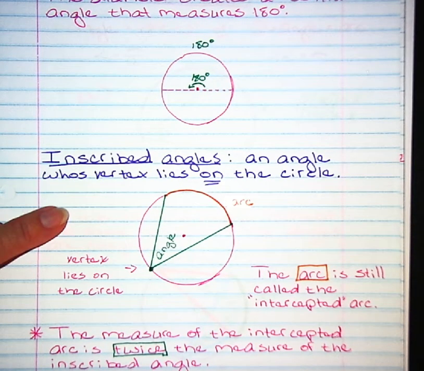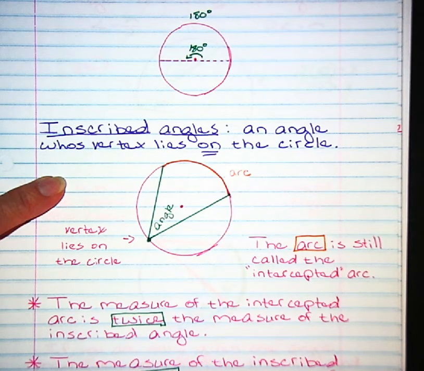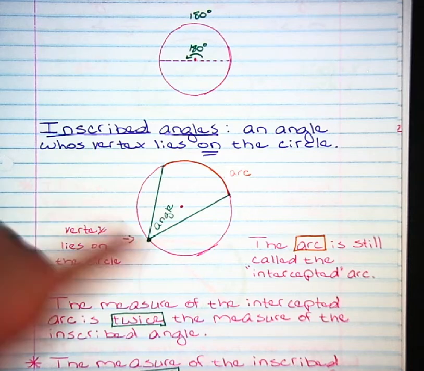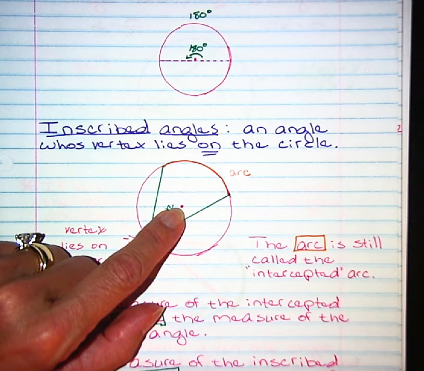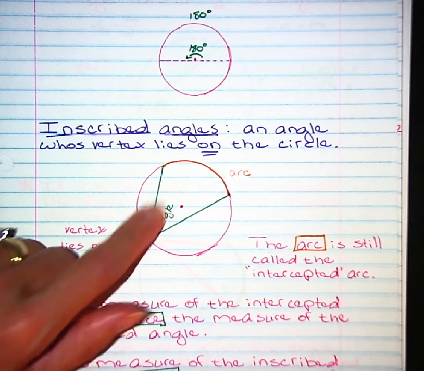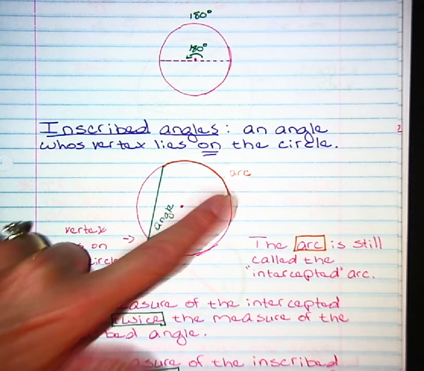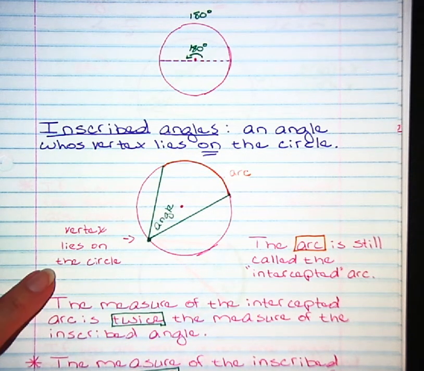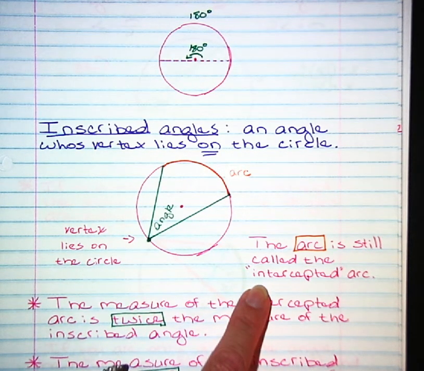All right, the next angle we need to talk about is inscribed angles. An inscribed angle is an angle whose vertex lies on the circle. So now the vertex won't lie on the center of the circle. It's going to lie on the circle itself. It still has an intercepted arc that lies across from it. So you can see that the vertex is on the circle. The arc is still called the intercepted arc.